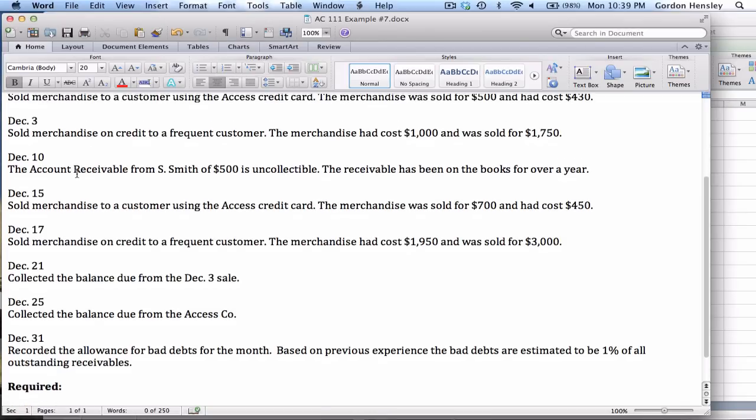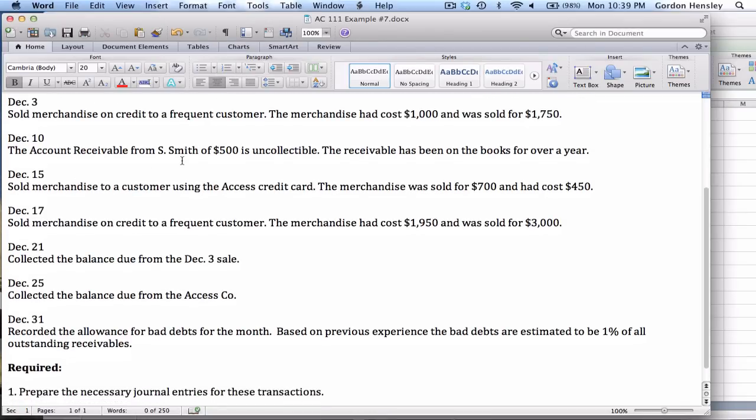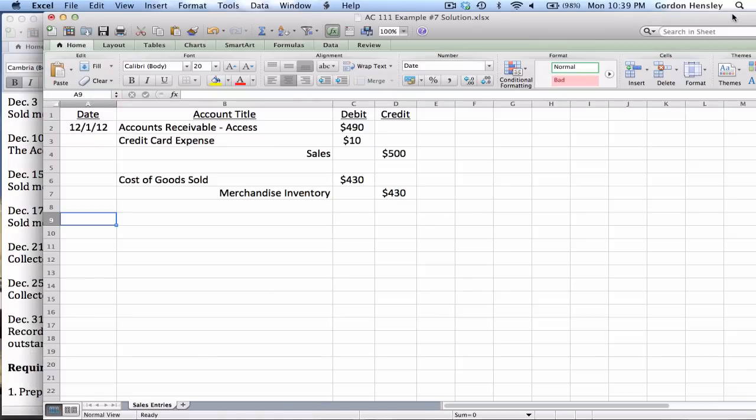Next transaction is on the 3rd. This time they sold merchandise again on credit, but this time it says to a frequent customer, and it had cost $1,000 and was sold for $1,750. Remember, it said some customers use the credit card, but it also said that we had certain select customers that we allowed to charge. So evidently this frequent customer is one of those. So this is actually going to be a little bit more straightforward. This is going to be more like a traditional credit sale.